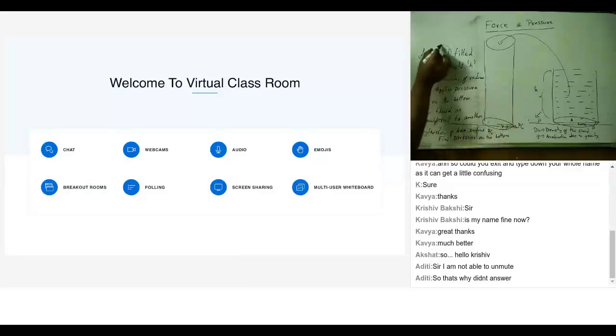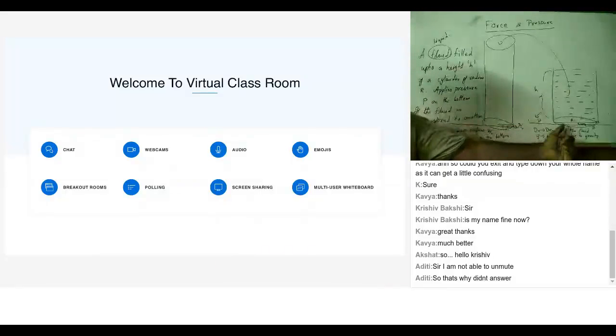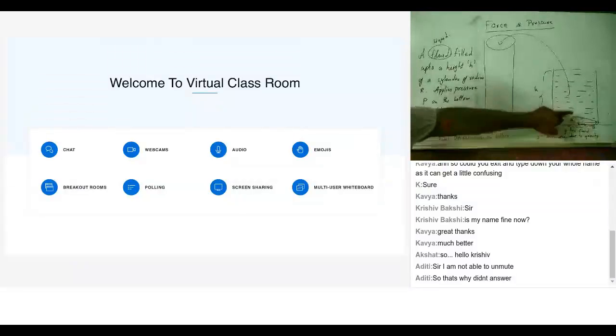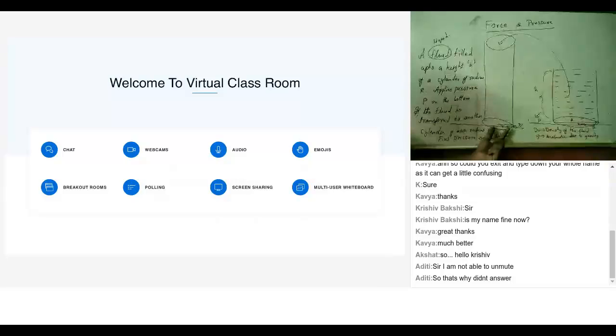So here, instead of fluid, you can take it as a liquid. We'll be more specific because we're only talking about liquids. I hope the question is clear. A liquid filled up to a height h in a cylinder, how much pressure does it cause on the bottom? It causes a pressure P on the bottom of a cylinder of radius r. Now, if the whole fluid is transferred to another cylinder whose base radius is half that of the first cylinder, find the pressure applied on the bottom of the cylinder.